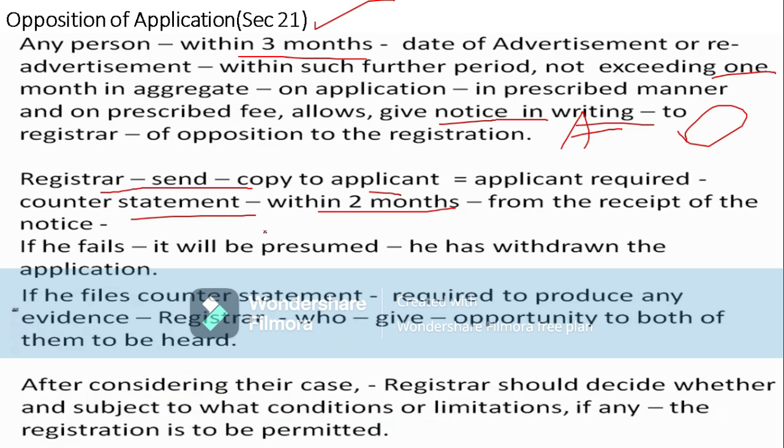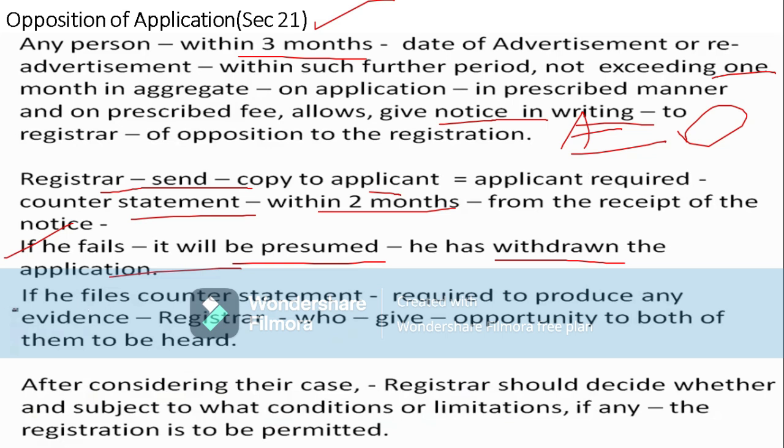When he receives the notice from the registrar about the objection, within 2 months he should give a counter statement. If he fails to do so, if he fails to state his reasons, it will be presumed that he has withdrawn the application. If he has not given any counter statement to the opposition party, the registrar will consider that the applicant has withdrawn his application.